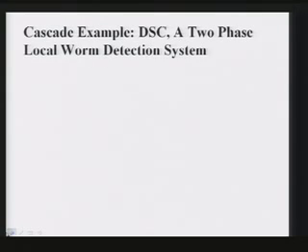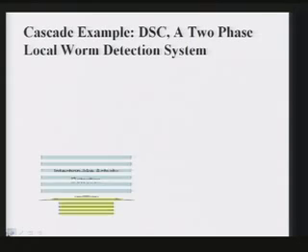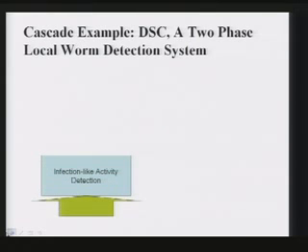So here's one example. We use the cascade to come up with this system to detect fast scanning worm in your local network. The intuition is that if you look at the properties of worm, obviously, first of all, the worm has to infect some host. And then after the host is infected, it would go out and scan some other hosts. So you can think about this as two stages. That's why at the first stage, we look for infection-like activity.